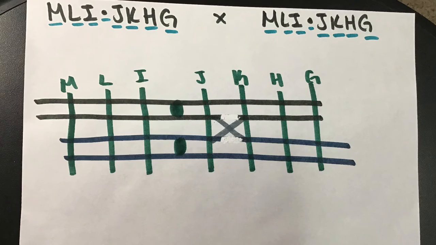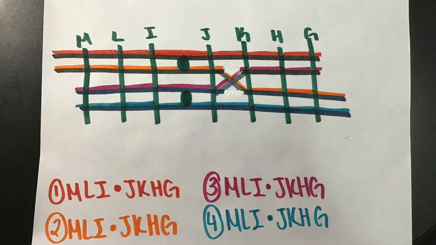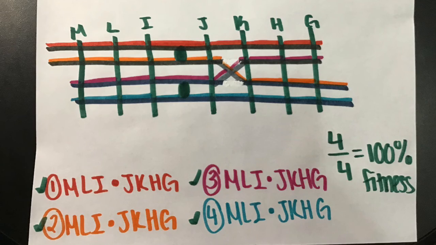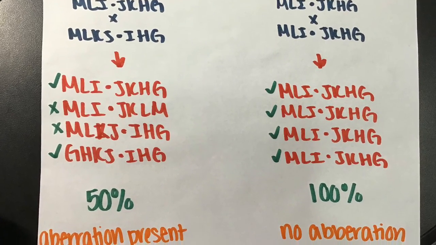There is a crossover between the J and K region again. We will start tracing again, and I am showing the chromatid with the crossover event. Here, I finished tracing all 4 chromatids like individual 1. All the gametes are MLI.JKHG. All 7 genes and a centromere is present in all 4 chromatids, making them all viable gametes. The expected fitness of individual 2 is 100%. Here's a summary of both individual crosses and their expected fitnesses and my references.